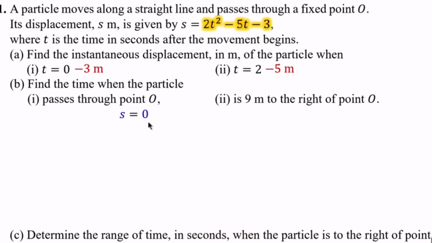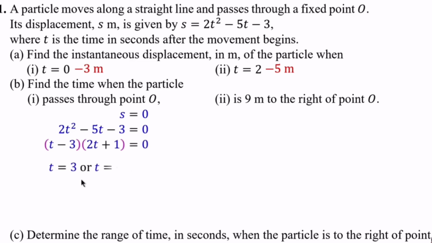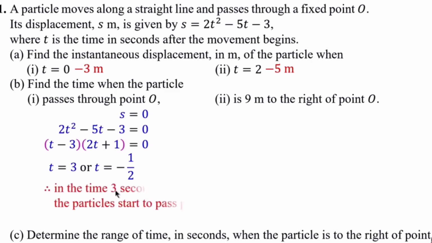Find the time when the particle passes through the point O. When the particle passes through the point O, the displacement is equal to 0, right? So we let 2t squared minus 5t minus 3 equal to 0, and we will factorize and find t. Based on logic, we will choose the time which is positive, because logically we don't have negative values in terms of time. For number 2, if the displacement is 9 meter to the right, it means it's positive 9.